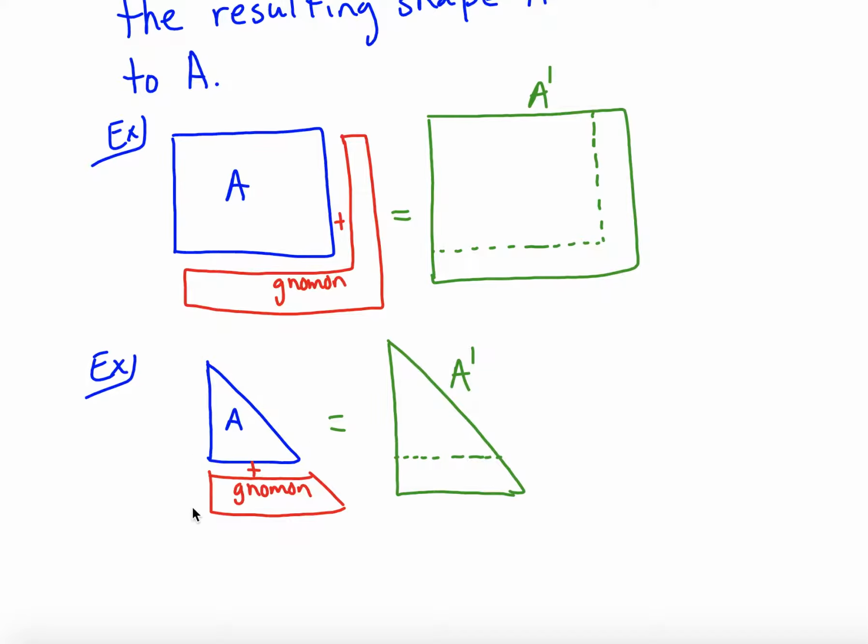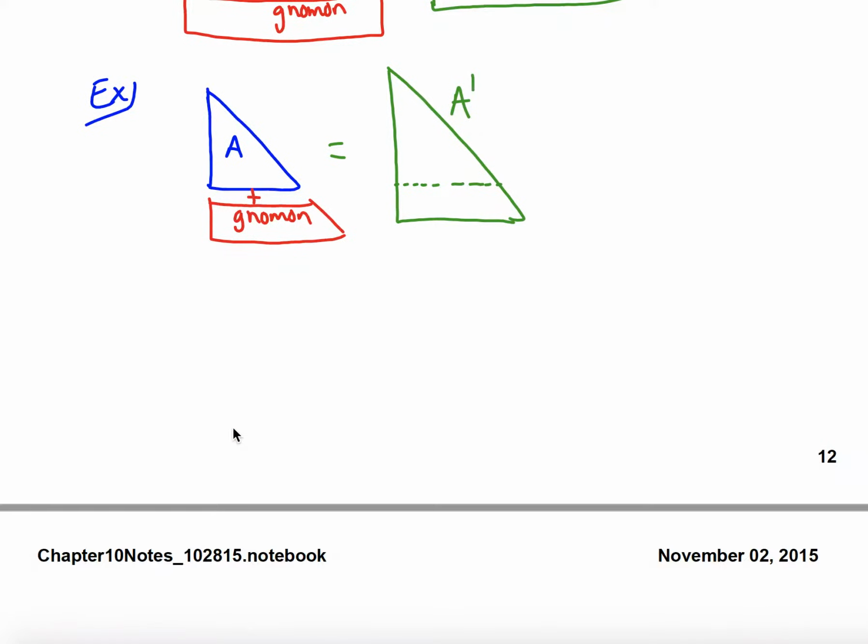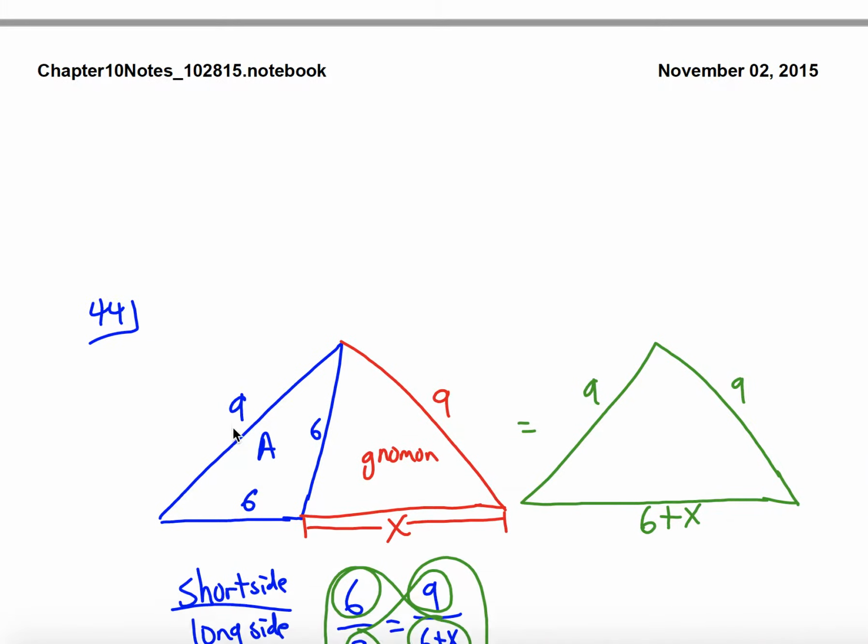So here I've got a triangle. If I add a quadrilateral to this, it's not a parallelogram, it's just a quadrilateral, I can add it to this, and I get a new triangle, A prime, that is similar to A. What's nice about this is we can actually solve some problems.